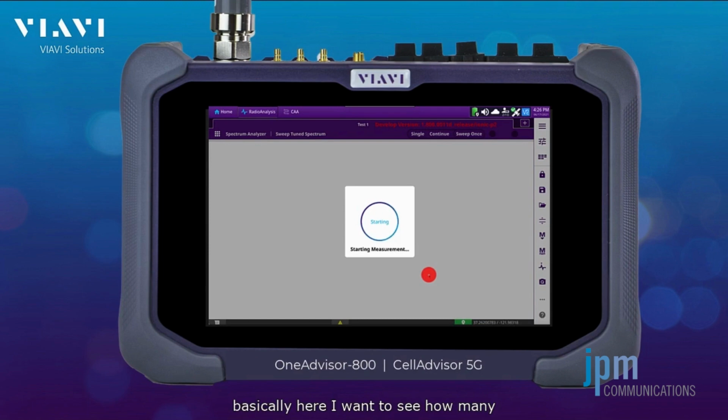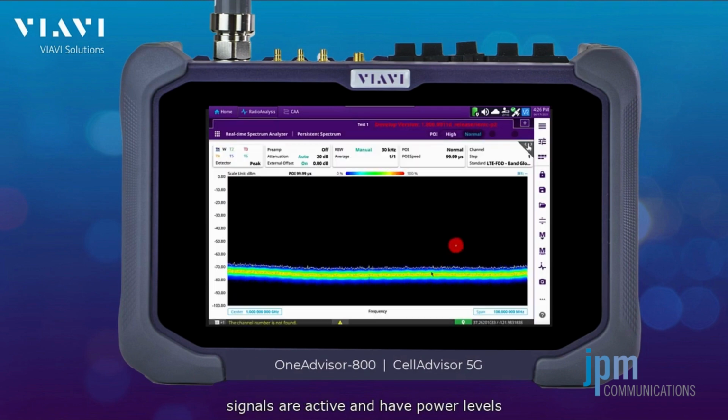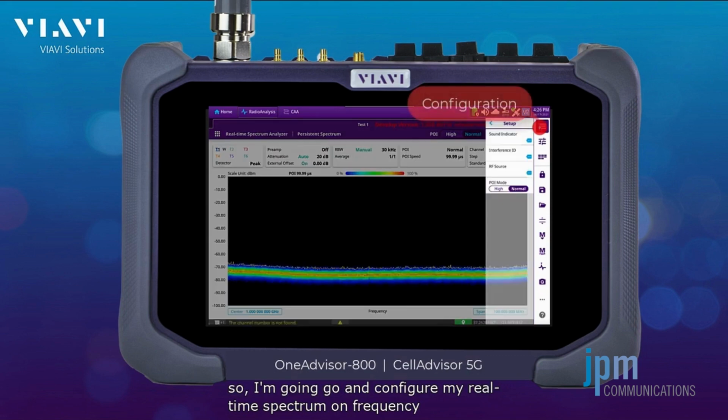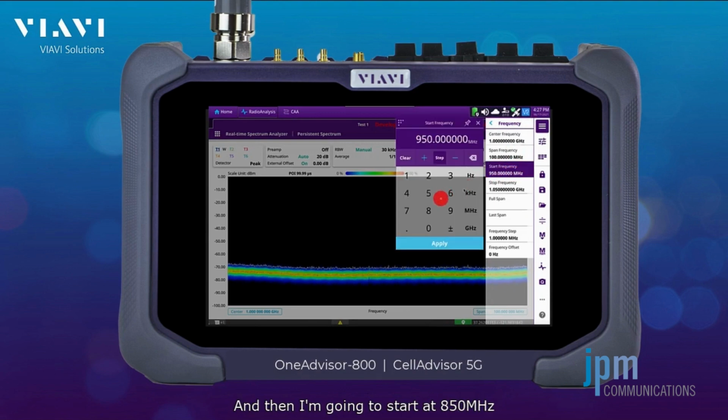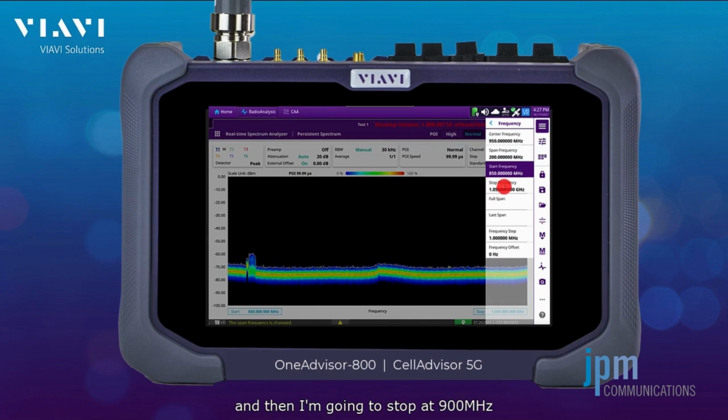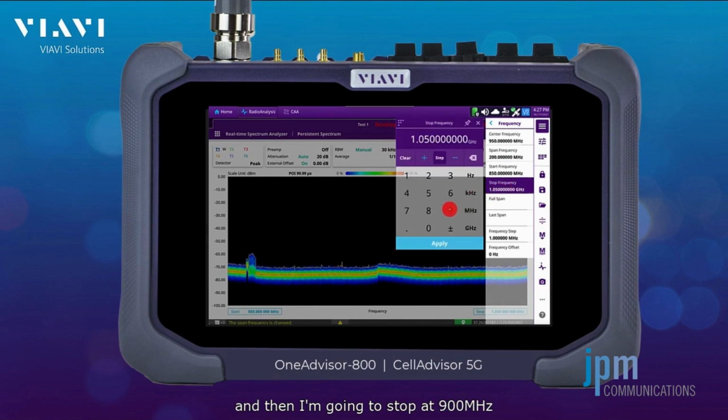Basically here I want to see how many signals are active and we have power levels. So I'm gonna go and configure my real-time spectrum on frequency, and then I'm gonna start at 850 MHz and then I'm gonna stop at 900 MHz.